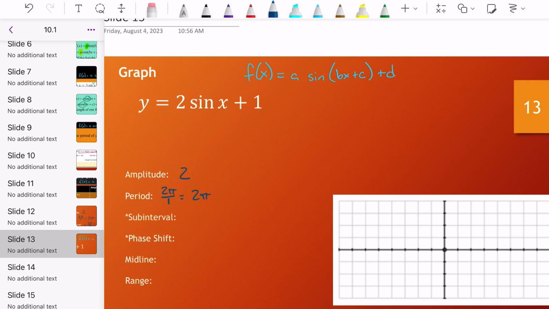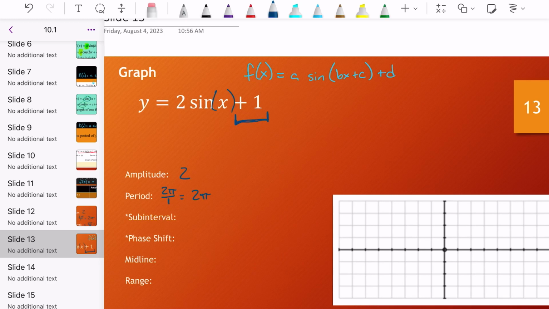Now, I want you to understand something. This is a little bit different. Before, we always had parentheses surrounding our bx plus c. In this case, our parentheses are occurring only around the x. This plus d, or plus 1, is the d portion of our equation. So that is something to keep in mind when looking at and graphing our equation.